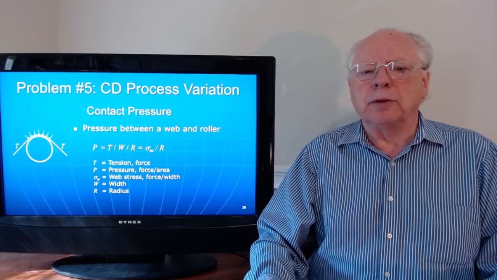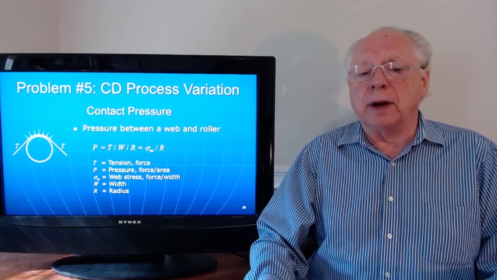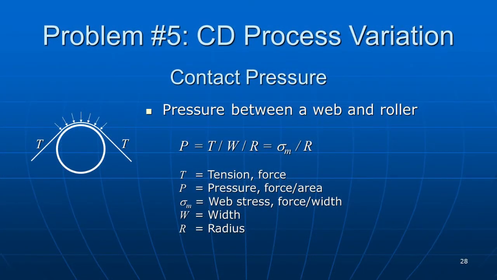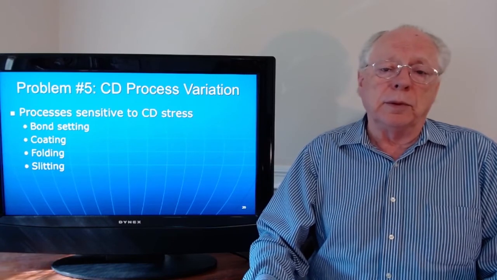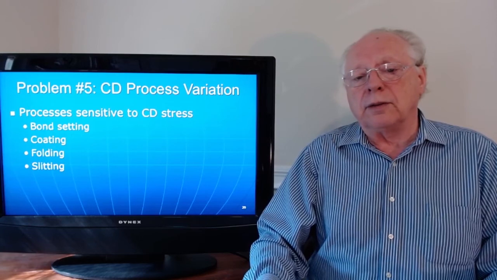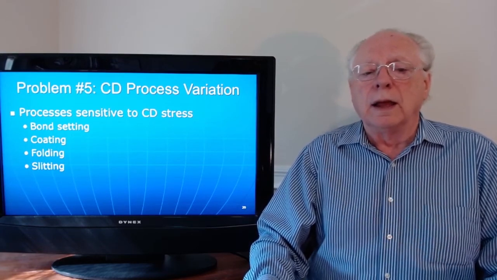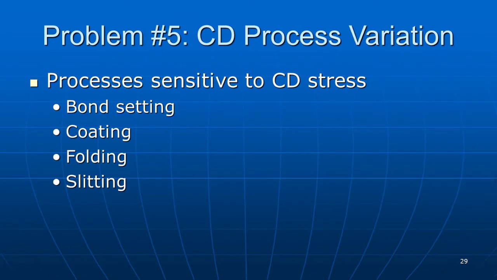The contact pressure between a web and radius surface is web stress divided by the radius. Because of the cambered web's tapered stress profile, the pressure between the web and radius will also taper across the width of the surface. Some processes use the pressure to set a bond between plies. Others use pressure against a surface to control fluid transfer. Continuous web folding depends on tension to force the web to conform to the folding bars. Any process that depends on tension or web pressure against a surface will see camber as a source of variation.